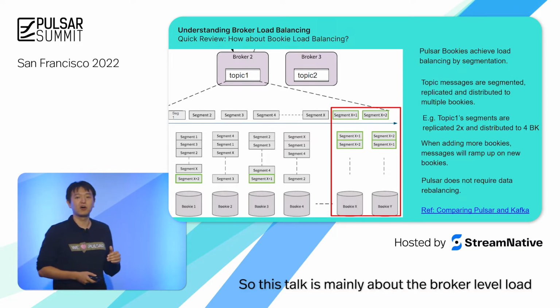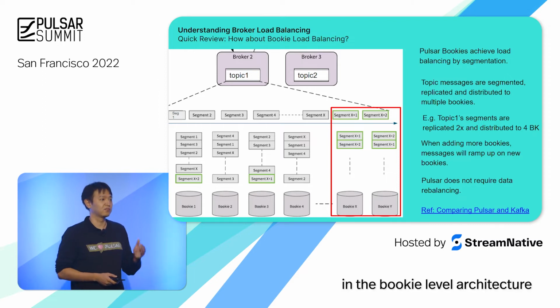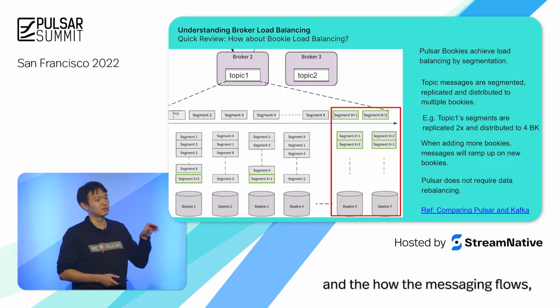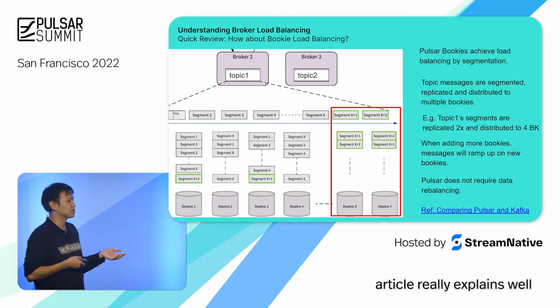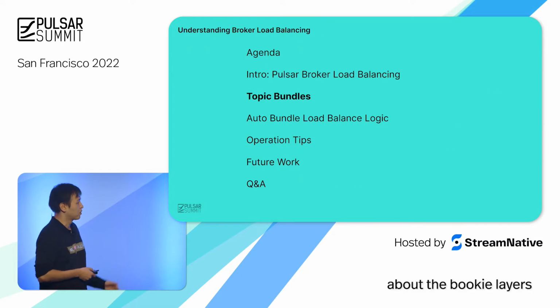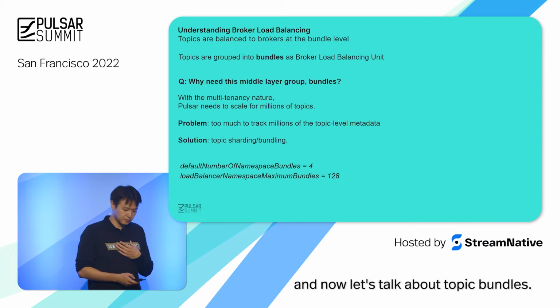So this talk is mainly about the broker level load balance. For those of you who are interested in the bookie level architecture and how the messaging flows, you can refer to this article. I think this article really explains the bookie layers well. Now let's talk about topic bundles.